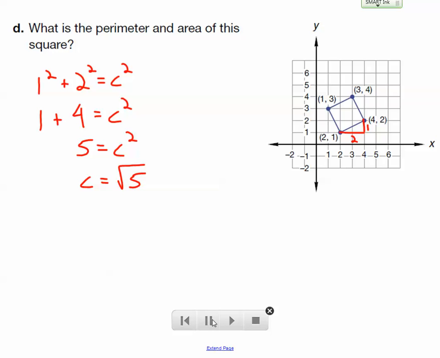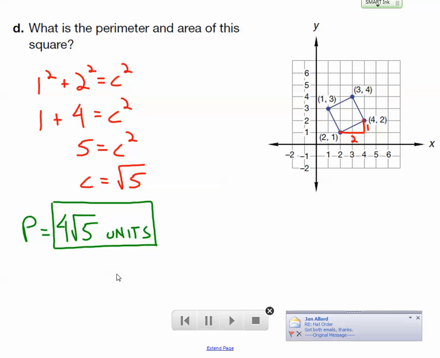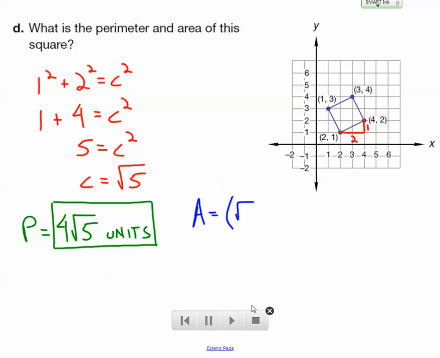Now, once I know that one side is the square root of 5, all 4 sides added together, square root of 5 plus square root of 5 plus square root of 5 plus square root of 5, that would be 4 times the square root of 5. And that can't be simplified. So 4 times the square root of 5 is the perimeter. Okay, and then as far as area, we'll do the square root of 5 squared, base times height. They're both the same thing, and we get 5 square units.